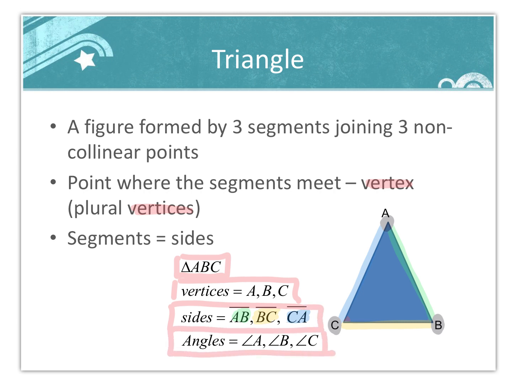Angle A, angle B, and angle C would refer to angle A right here, angle B over here, and angle C. So every triangle is going to have 3 vertices, 3 sides, and 3 angles.